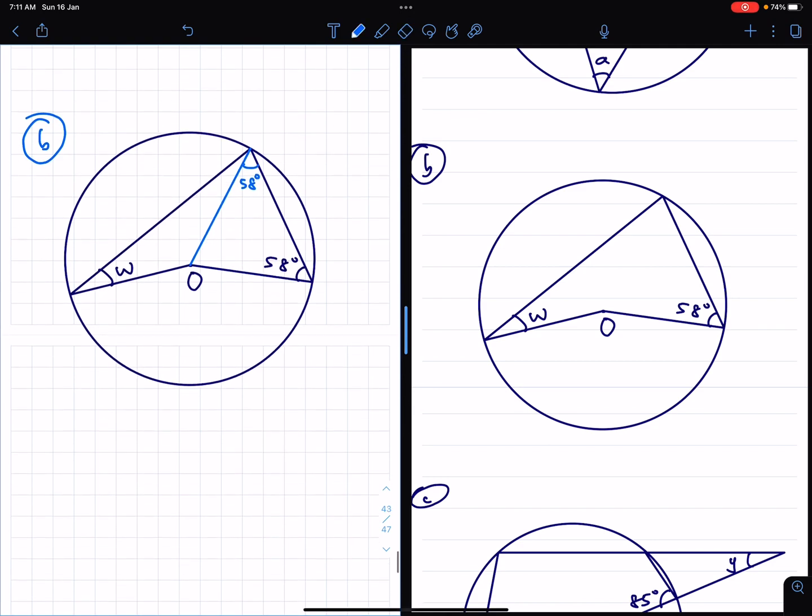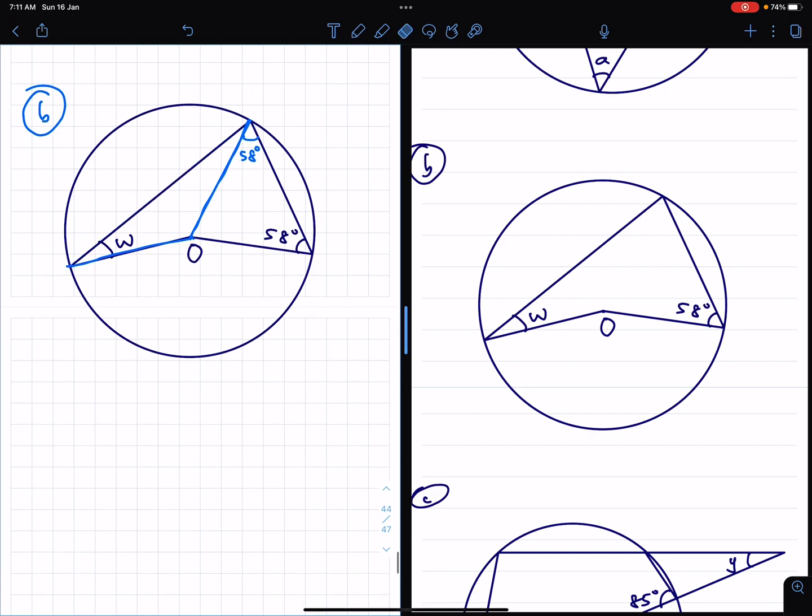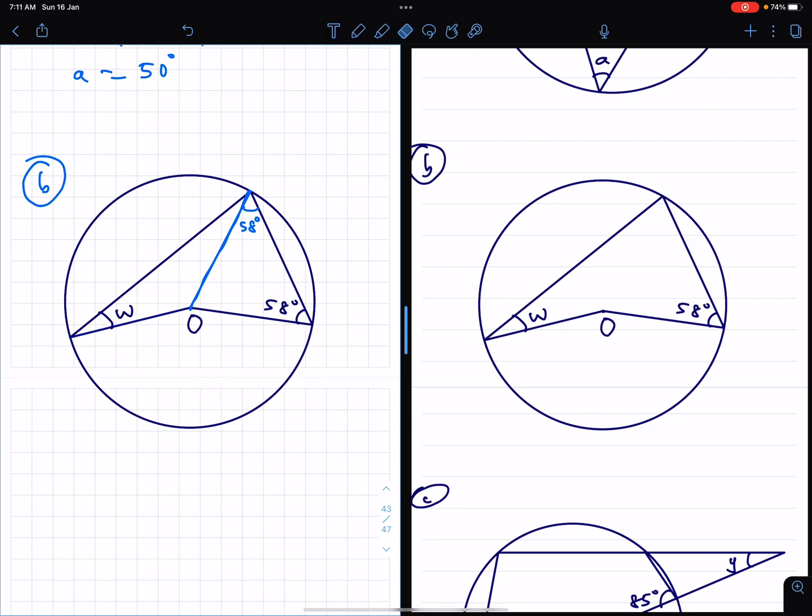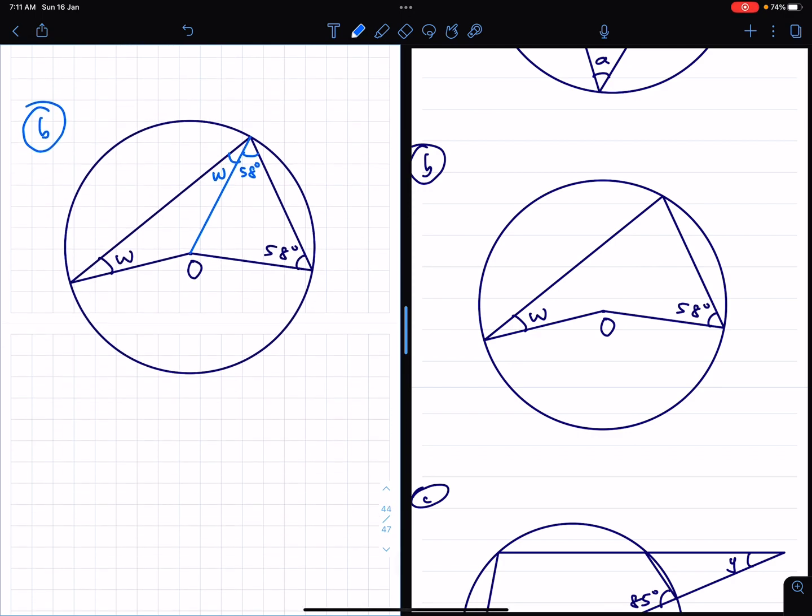Now if that's 58 degrees, this is also another isosceles triangle, radius, radius. So that means this triangle is isosceles, and that simply means this angle is also W. Now if this is 58 and this is also 58, that means 58 plus 58 is 116, and when we subtract that from 180, 180 minus 116 is 64 degrees. That means this is 64 degrees.